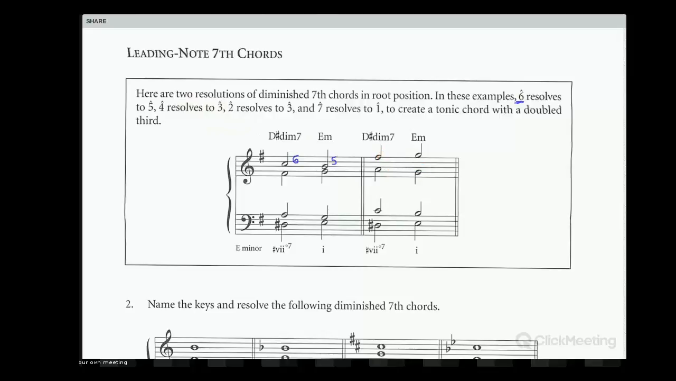Where's the 4th degree in E minor? E, F, G, A. It's right here. The 4th degree resolves to 3, 4 to 3. 2 to 3, the second degree resolves to 3. Where's the second degree in E minor? F.